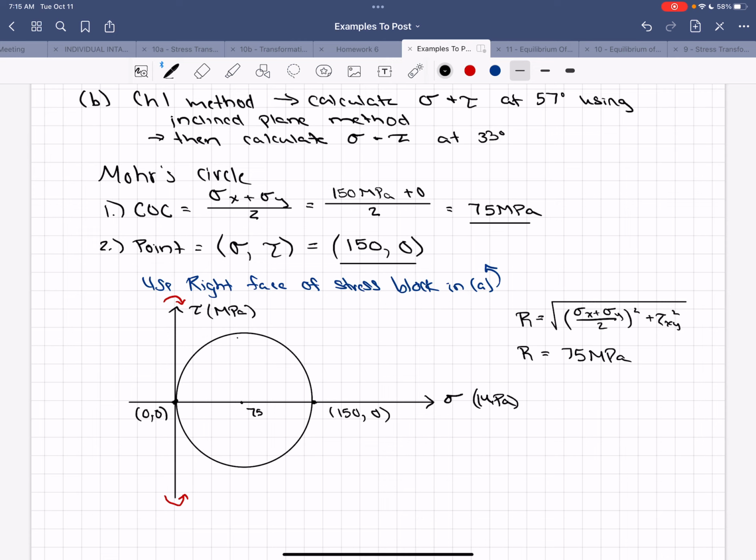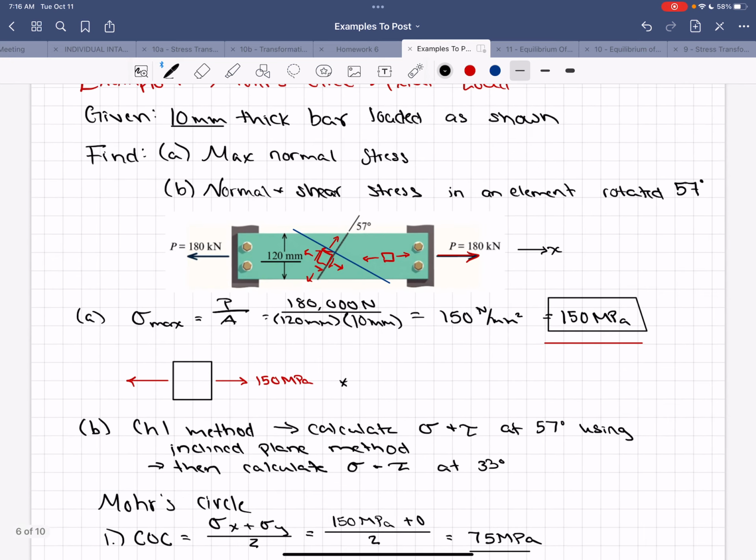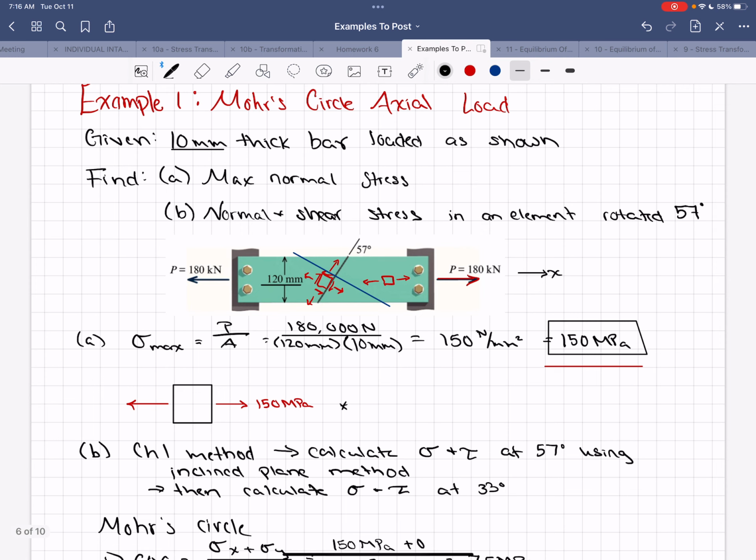These are also our principal stresses. So this is sigma max, and this would be sigma min. So from this, we have our principal stresses as well. But the question is the normal and shear stress rotated at 57 degrees.